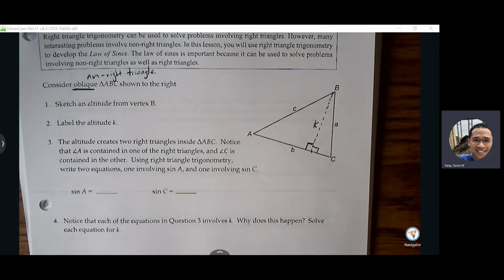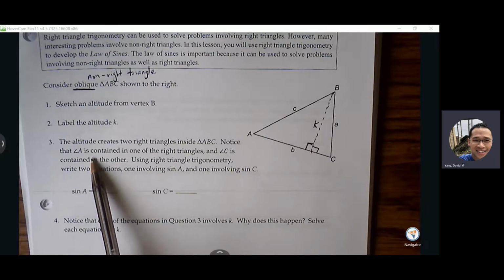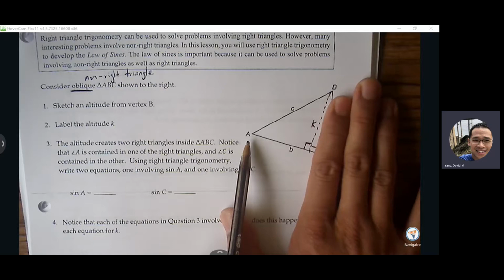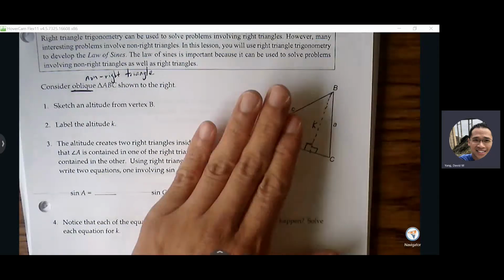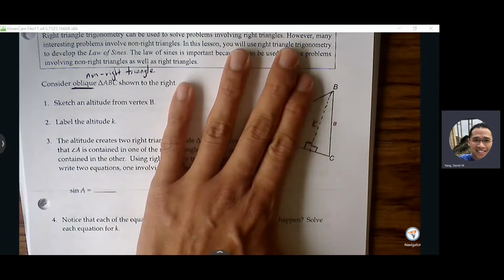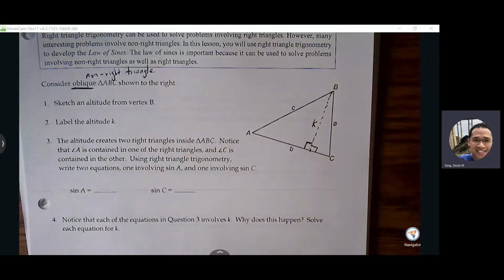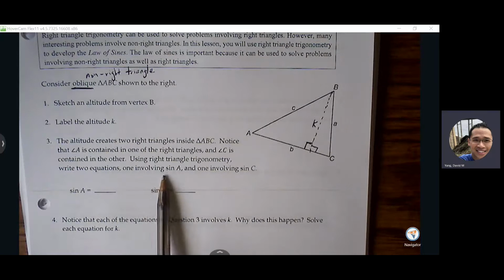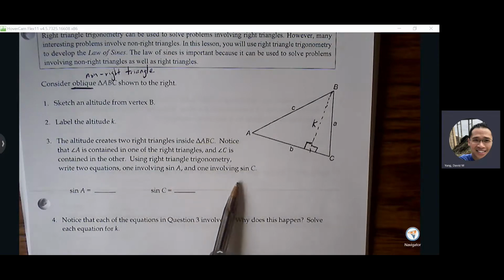The altitude creates two right triangles inside triangle ABC. Notice that angle A is contained in one of the right triangles, so there's angle A for the right triangle on the left. And then we have angle C on the smaller triangle on the right. Using right triangle trig, write two equations, one involving sine of A and one involving sine of C.